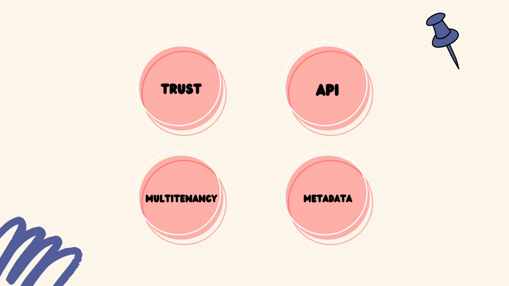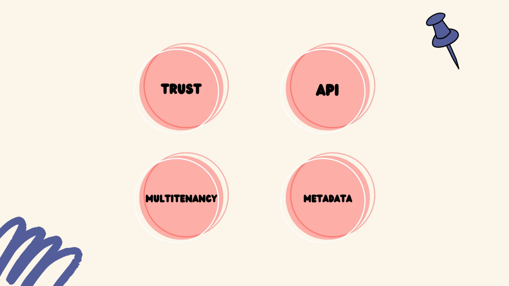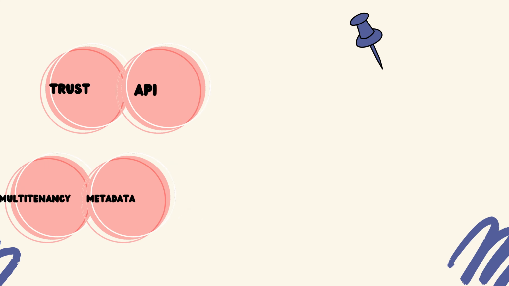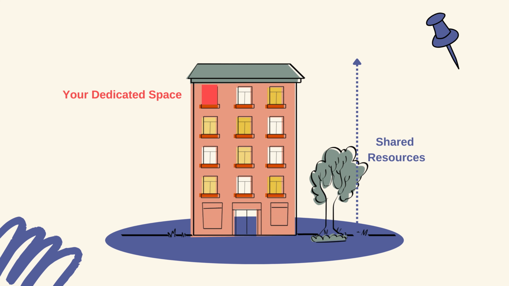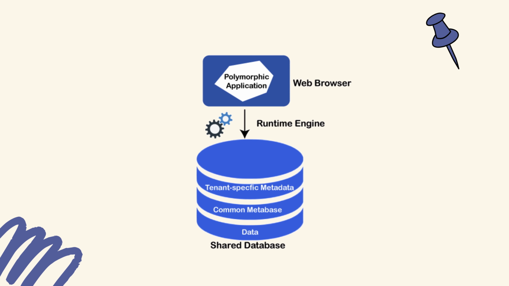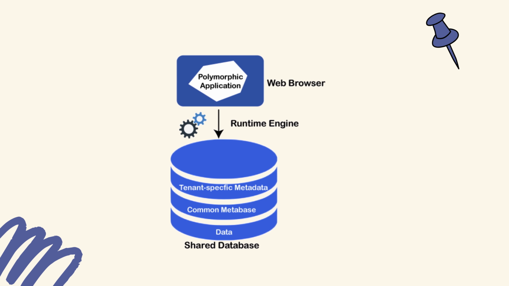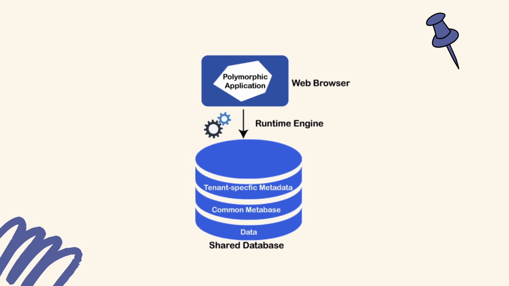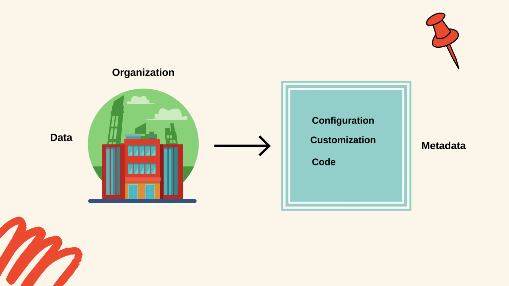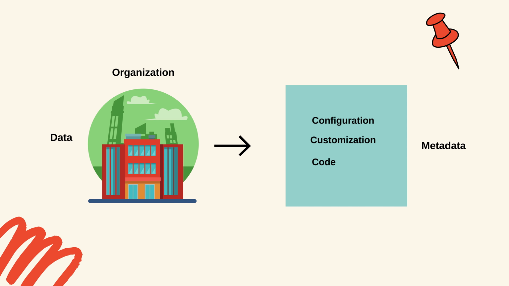It's crucial to understand some key terms: trust, multi-tenancy, metadata, API. Salesforce operates like an apartment building in the cloud. Your company has its space, but you share resources with neighbors, from small businesses to large corporations. This is called multi-tenancy, and it ensures that all customers, regardless of size, access the same computing power and core features. Metadata is the magic sauce that makes Salesforce work efficiently.